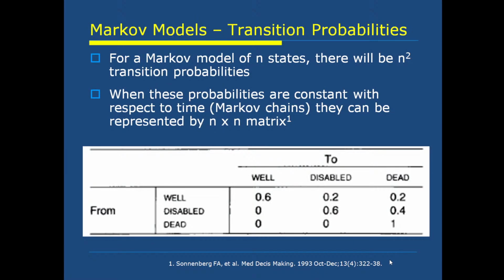during a cycle, which may or may not be constant over time. For a Markov model of n states, there will be n squared transition probabilities. When these probabilities are constant with respect to time, it is called a Markov chain. They can be represented by an n by n matrix, and in this slide you see this matrix with different values with all the possible probabilities.